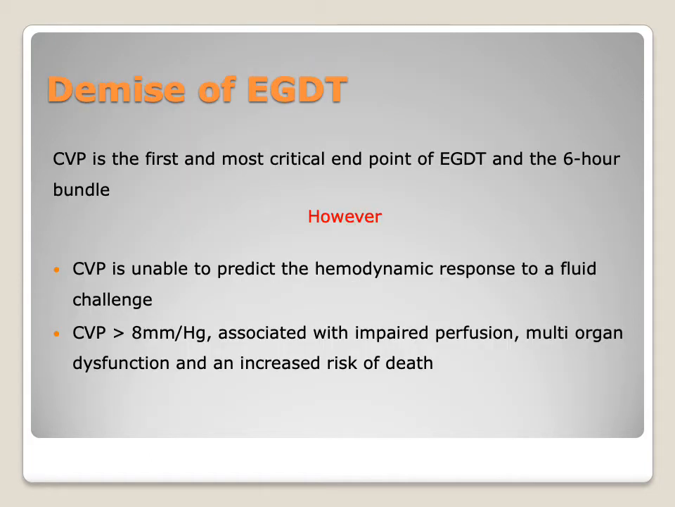Unfortunately, the early goal-directed therapy did not last long. The main reason being central venous pressure was the first and the most critical endpoint for the early goal-directed therapy and the 6-hour bundle. However, central venous pressure is unable to predict the hemodynamic response to fluid challenge, and keeping it more than 8 was associated with impaired perfusion, multi-organ dysfunction, and increased risk of death.